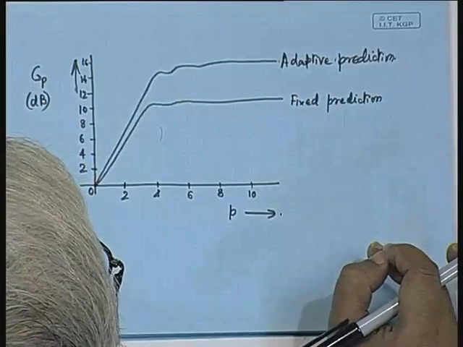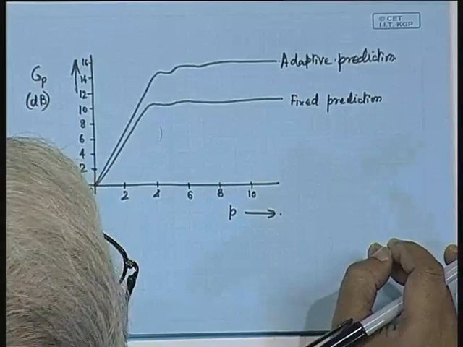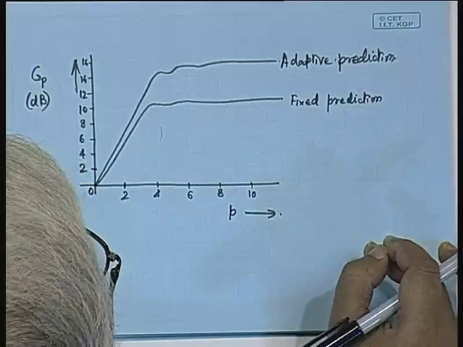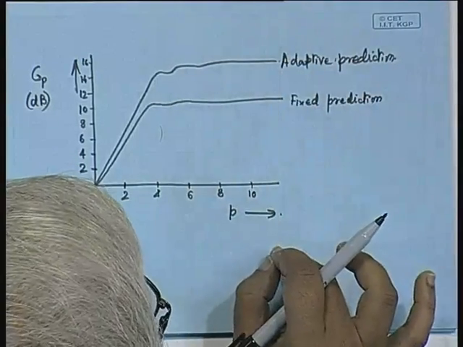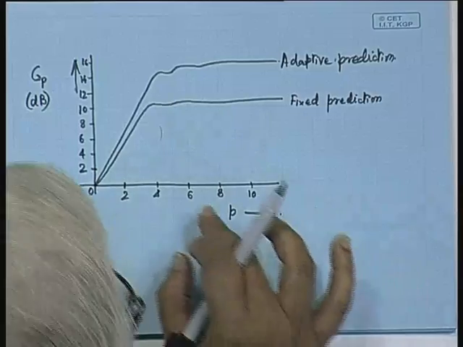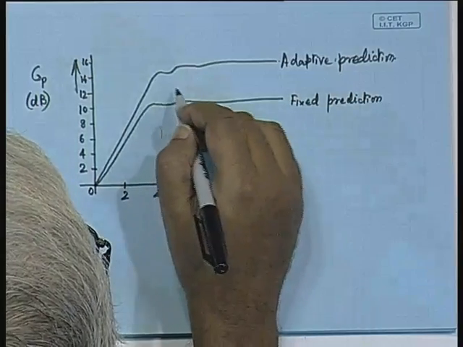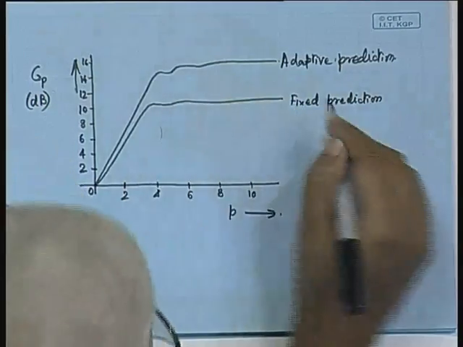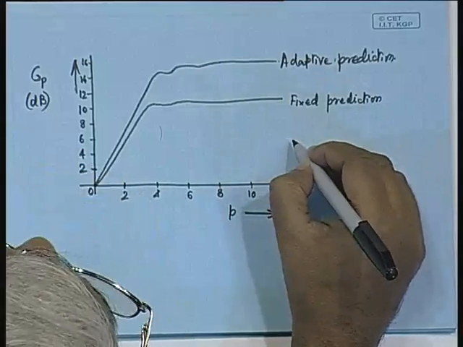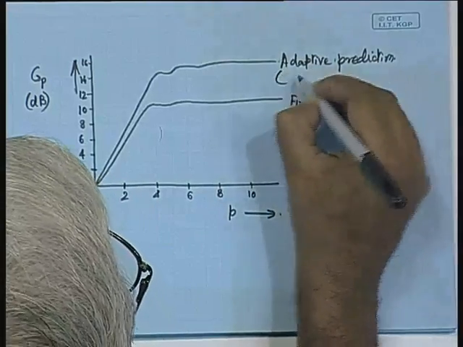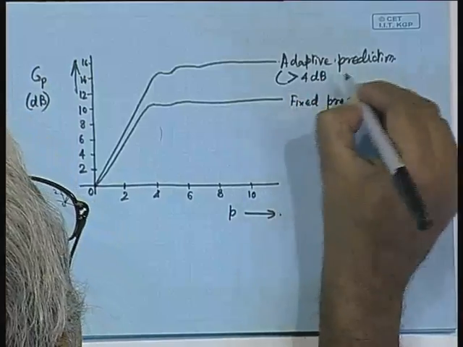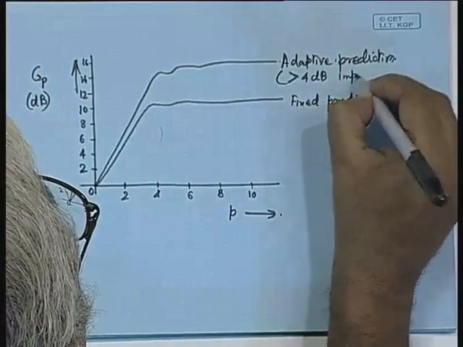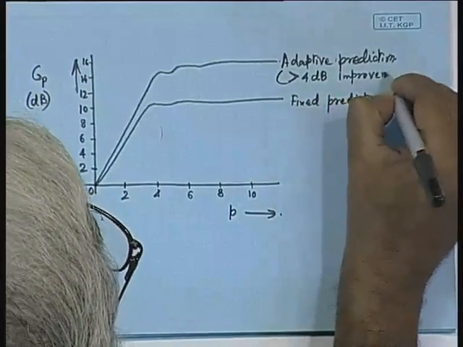Another observation we can make is that as compared to the fixed prediction, the adaptive prediction, by looking at this graph, one can conclude, gives almost 4 dB of improvement. So, around 4 dB improvement, greater than 4 dB improvement over that of the fixed prediction.